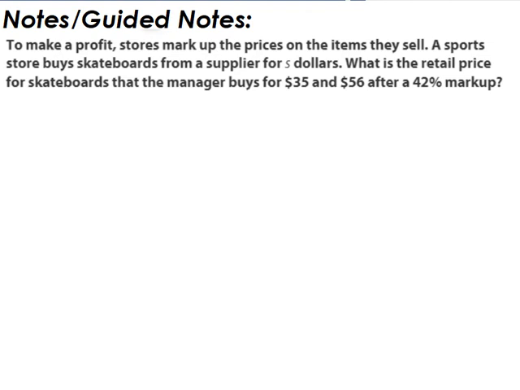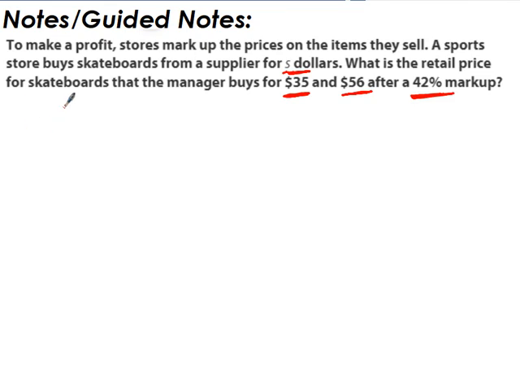So to make a profit, stores mark up their prices on items that they sell. That's how anyone makes money. So when they buy a skateboard, they buy it for S dollars, and then they mark it up by 42% so that they can make money. That 42% is the amount of money that they actually make. That's the profit. So originally, a manager bought a skateboard for $35. They marked it up 42%. We want to know the new price.